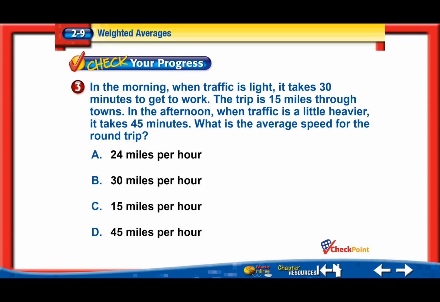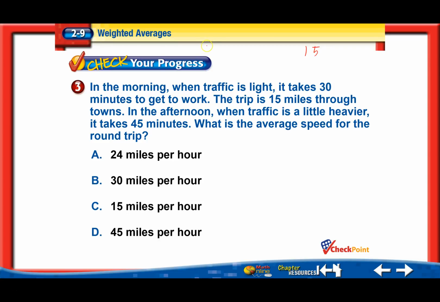Okay, so we have a 15-mile trip in 30 minutes, and a 15-mile trip in 45 minutes. Well, let's find the average speed of each one first. So I'd take my 30, so in 15 miles, we go 0.5, sorry, my apologies. So you'd have this 30 minutes. We have to think about this 30 minutes in terms of an hour.